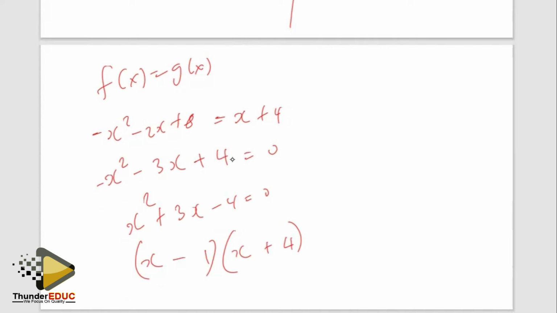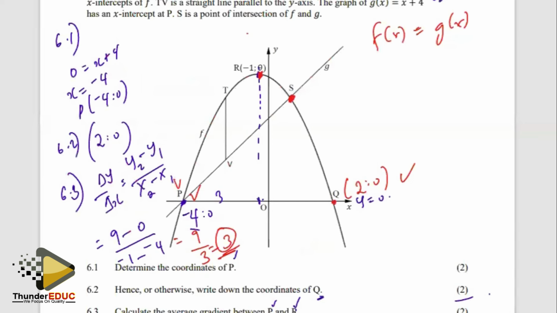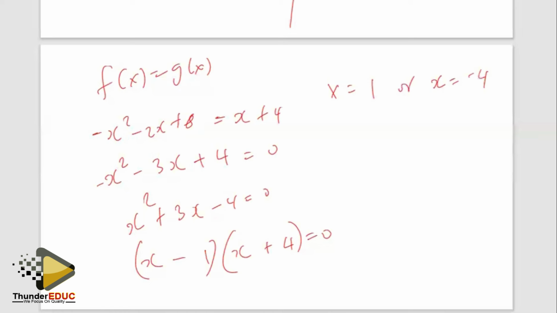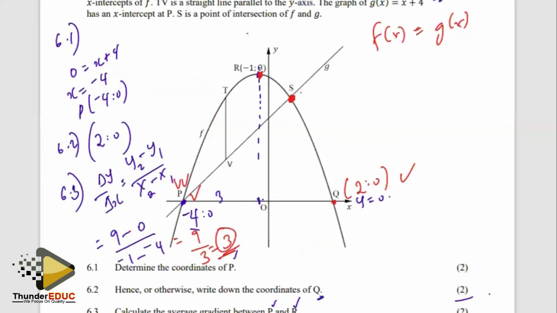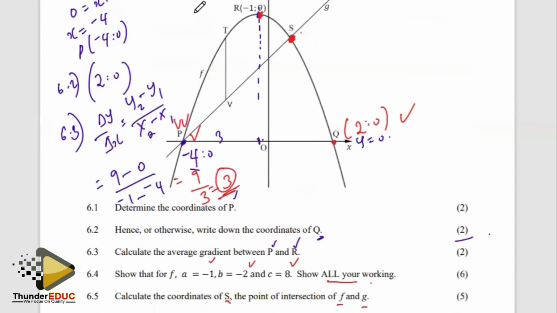Plus and a negative. So which means x is either 1 or x is negative 4. But we already know that x is negative 4 at P. So this is going to be the S, the positive 1. Then substitute this into the equation of x plus 4, which means y is 5. So S is going to be (1, 5). All right, so that is the question.